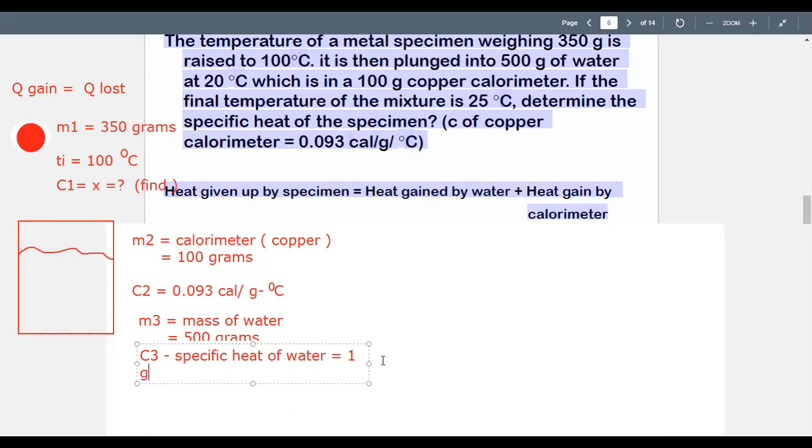That's the value of the specific heat of our water: 1 calorie per gram per degree Celsius, or per Celsius degree, I think. Some texts would give it as Celsius degree.